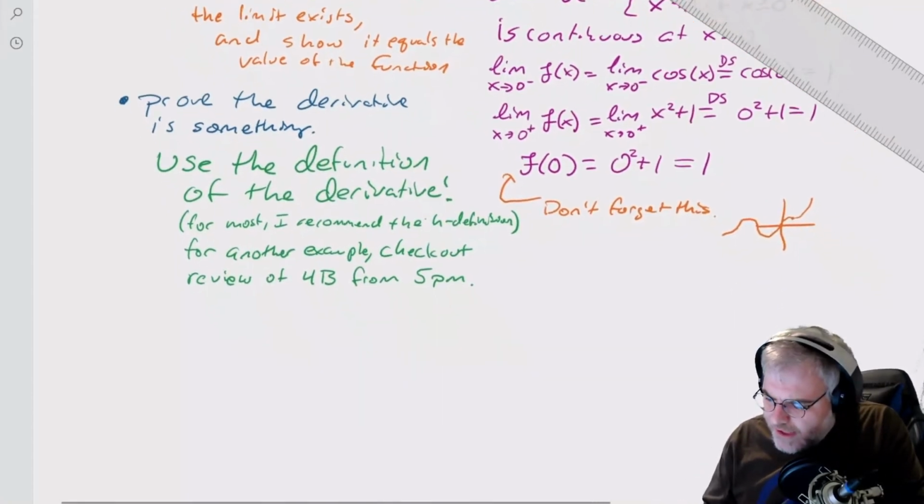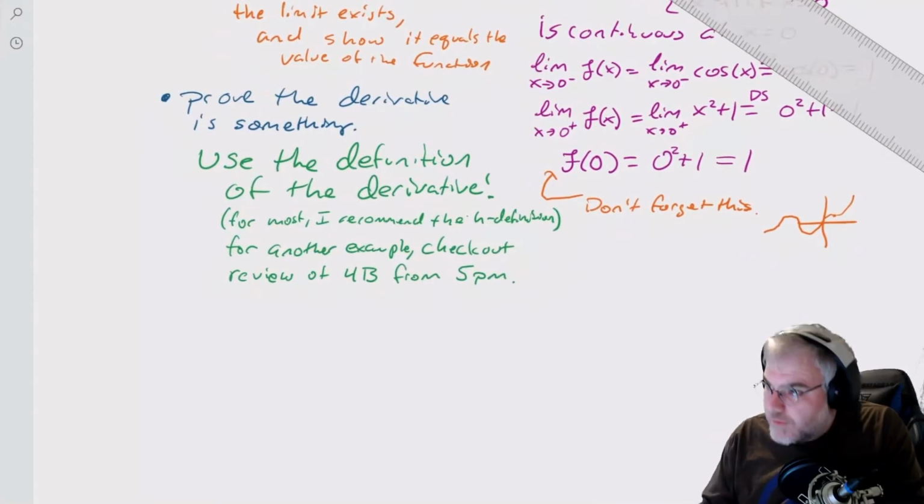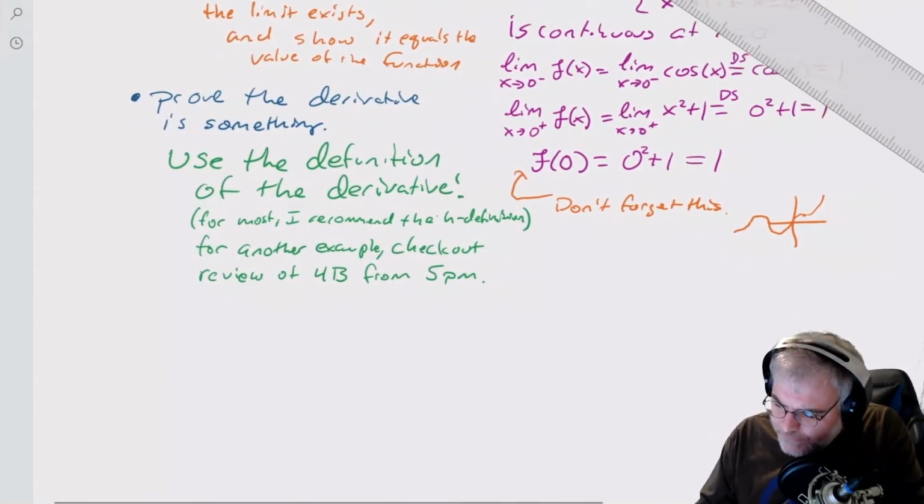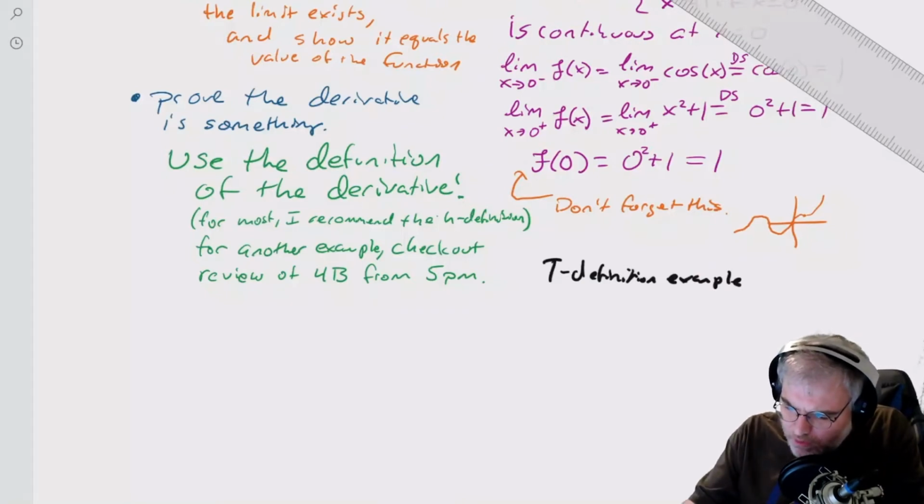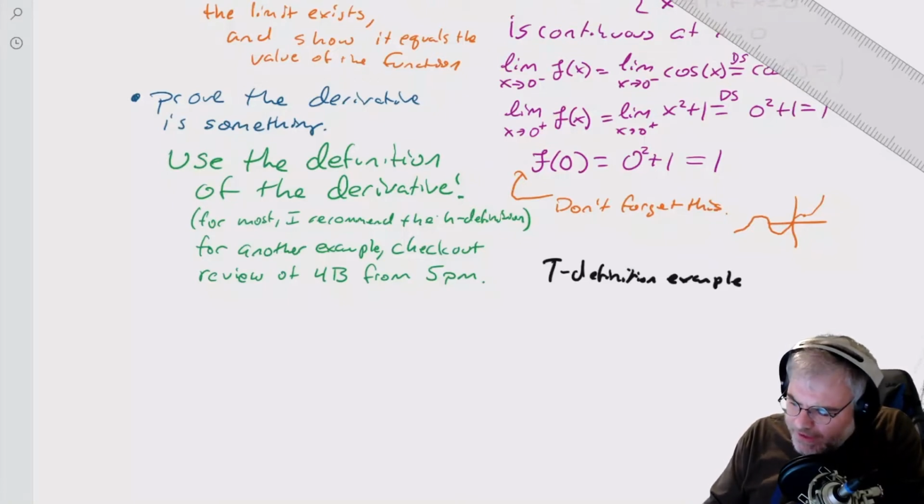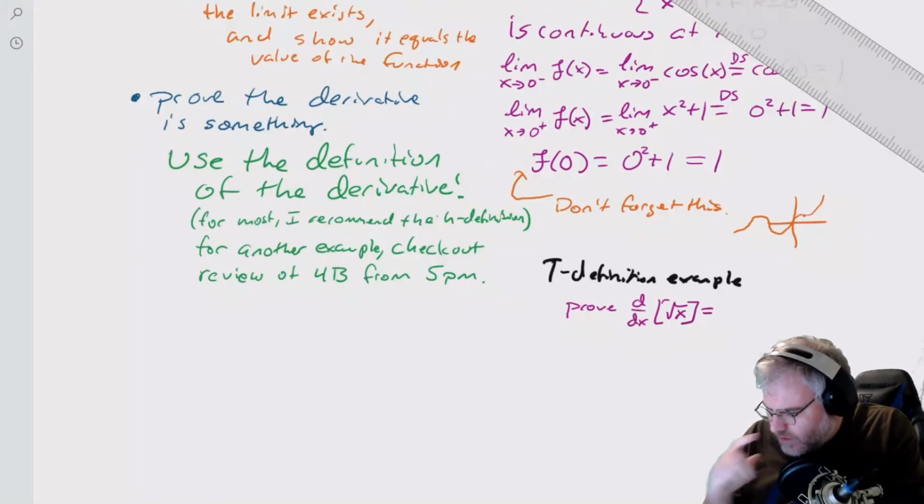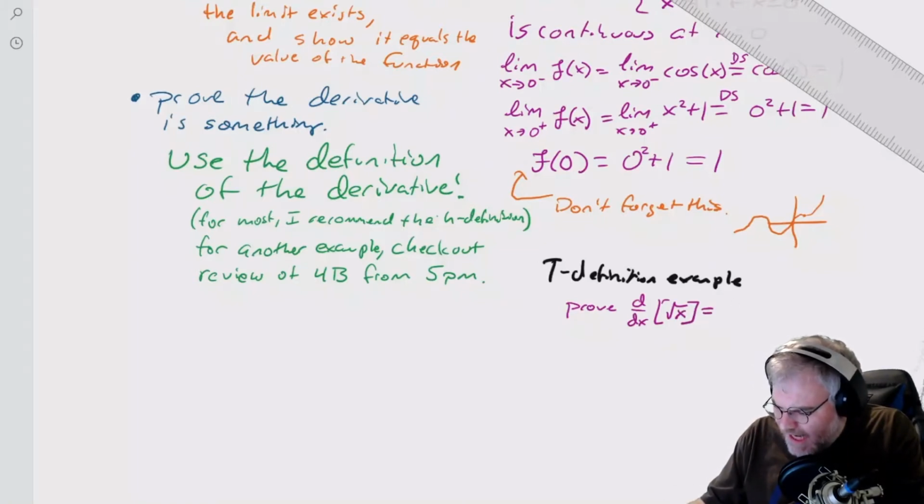The T definition. Okay, so let's do a T definition example. x squared is in packet 4. Do it both ways. Let's do the square root of x. So prove d over dx of the square root of x equals, what is this? It's 1/2.